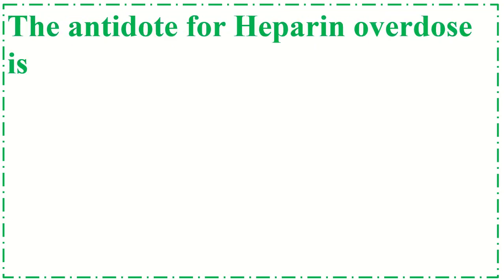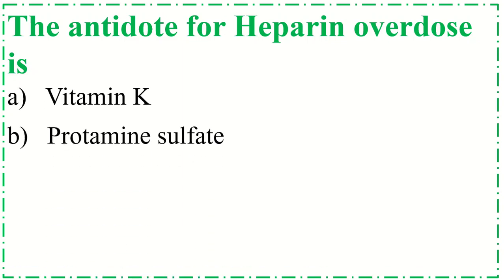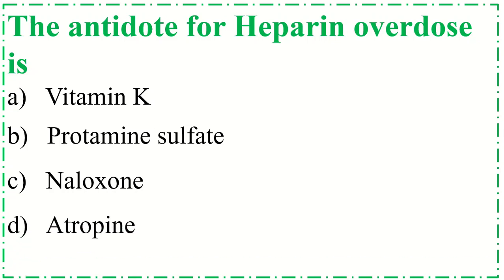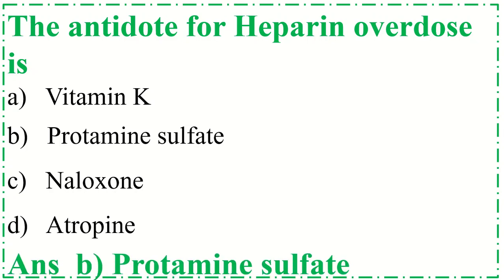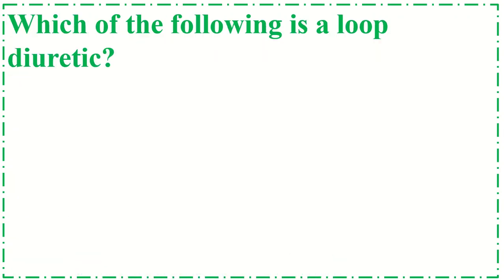The antidote for heparin overdose is option A vitamin K, B protamine sulfate, C naloxone, D atropine. Correct option is B protamine sulfate.